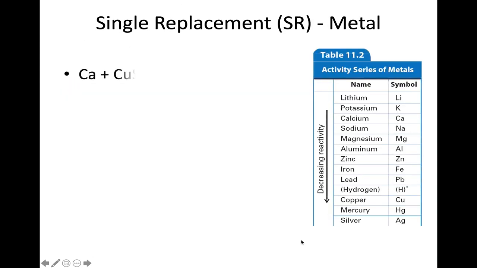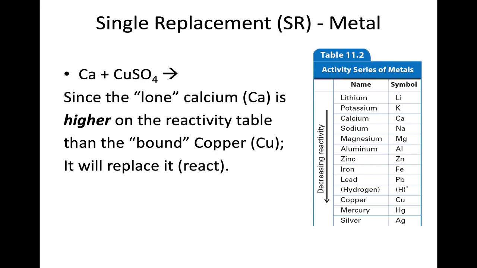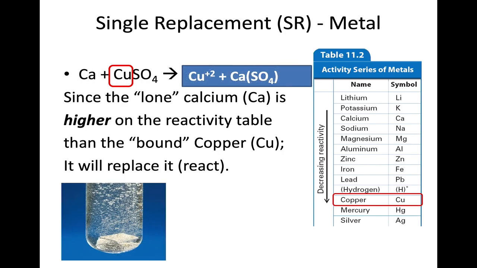So let's take a look at that. Single replacement using a metal. We have calcium and copper sulfate. Since the lone calcium is higher on the reactivity level, it's a metal, than the bound copper. There's calcium on the table. It's higher on the table than the metal copper that's bound. Copper is much lower on the table. It will react. It will replace it. The calcium will replace the copper. You will get a reaction. So the calcium will go with the sulfate and the copper will be kicked out by itself.